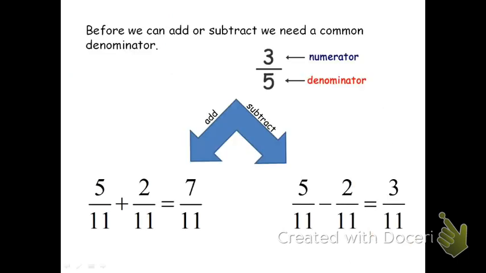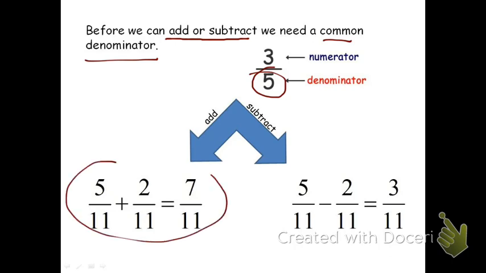Okay, remember your first key is before you can add or subtract, you need to have a common denominator. In other words, the bottom number has to be the same in all the fractions. So we've got two examples here. The first one we're adding.